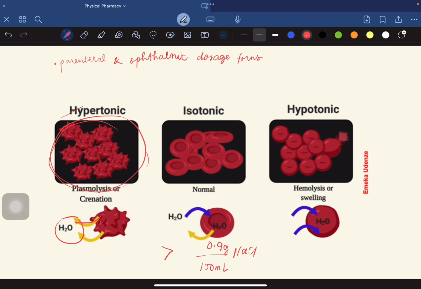Kapag naman the solution is hypotonic, meaning mas malabnaw yung fluid that has been administered compared sa dugo natin, pasok yung tubig sa red blood cells kasi again, where sodium goes, water follows. So here, water would prefer to be inside your red blood cells. So this will result in hemolysis or swelling. So going back to the question, alin daw yung solution that liberates hemoglobin? When we say liberating hemoglobin, may hemolysis kasi lalabas yung hemoglobin from our red blood cells. So the answer is B, hypotonic.